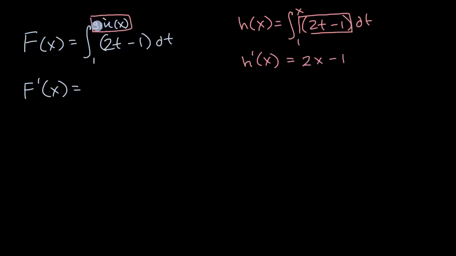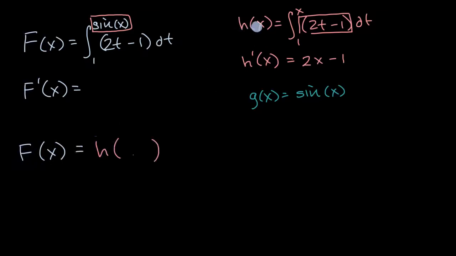Pretty straightforward. But this one isn't quite as straightforward. Instead of having an x up here, our upper bound is a sine of x. So one way to think about it is, if we were to define g of x as being equal to sine of x, our capital F of x can be expressed as h of, instead of an x, everywhere we see an x, we're replacing it with a sine of x. So it's h of g of x. You can see the g of x right over there. So you replace x with g of x, and you get h of g of x, and that is capital F of x.